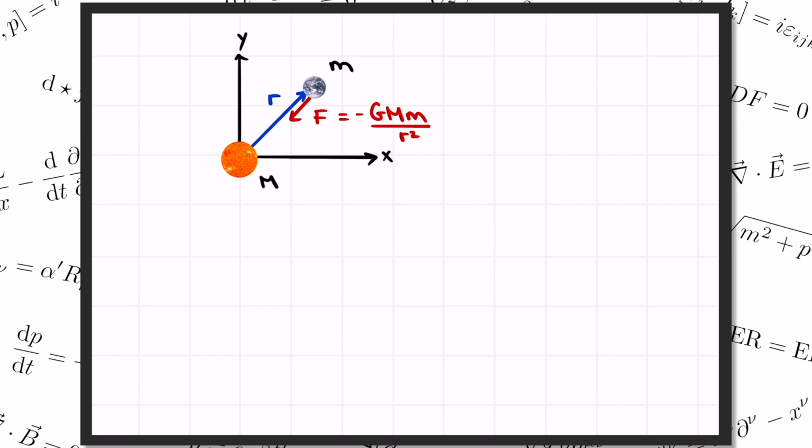Big G here is the gravitational constant, which is what measures the strength of the gravitational force. This quantity, big G, big M, little m, that's going to be showing up a lot, so it's useful to define a shorthand for it. Let me call it little k.